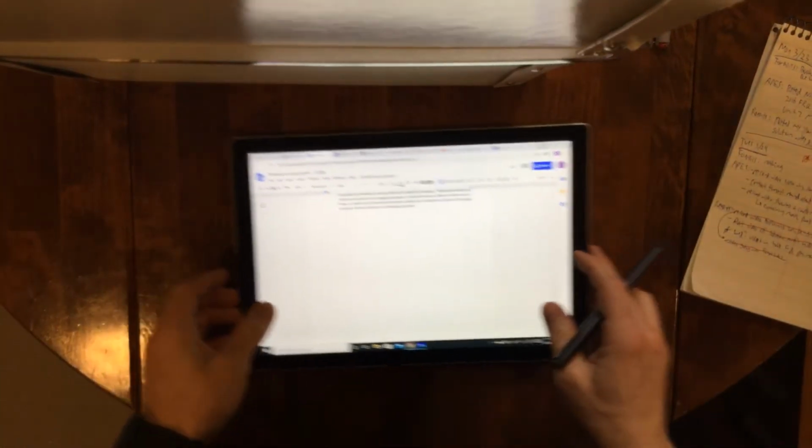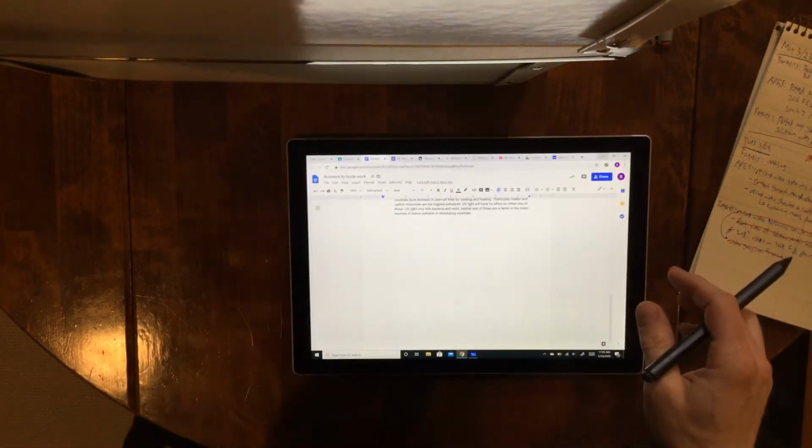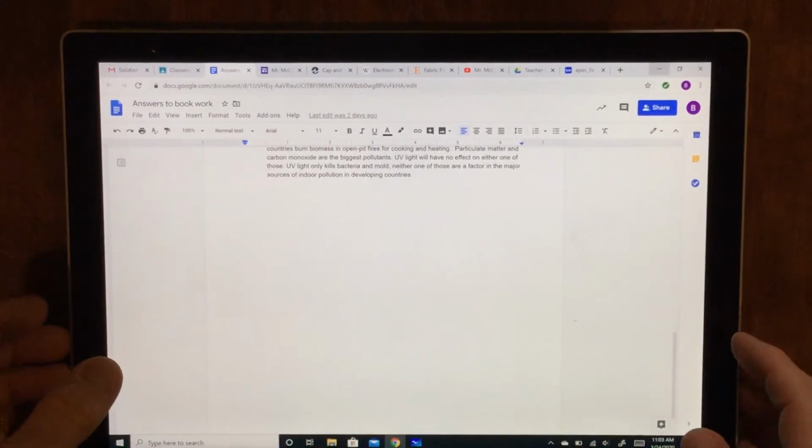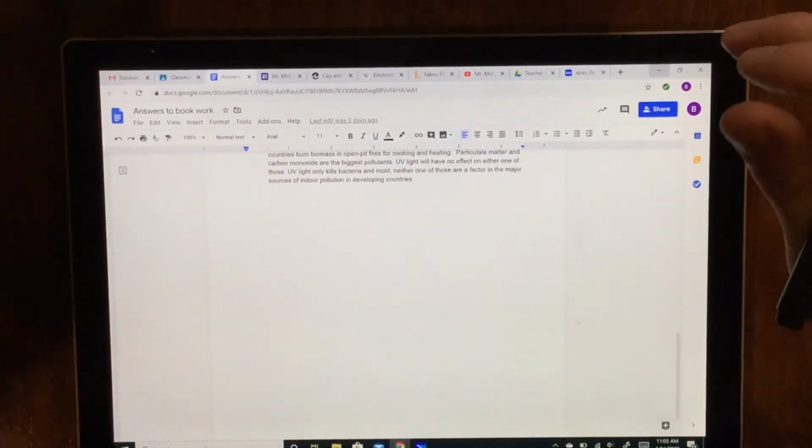Let's see. I can zoom in on this a little bit better here. All right, I think that's a little bit better. More better, as we say.